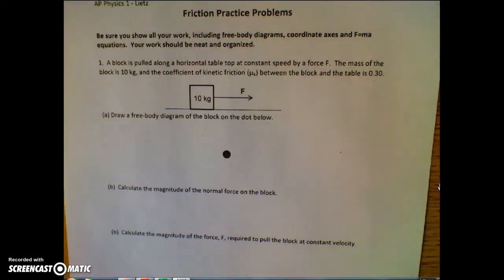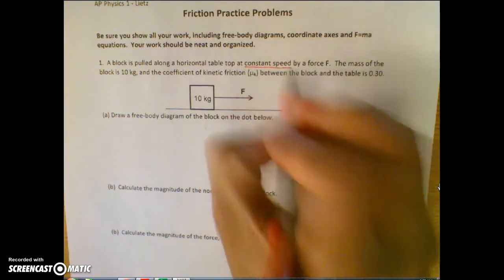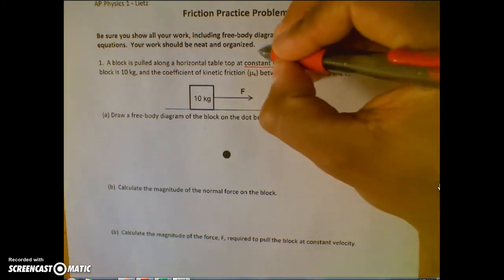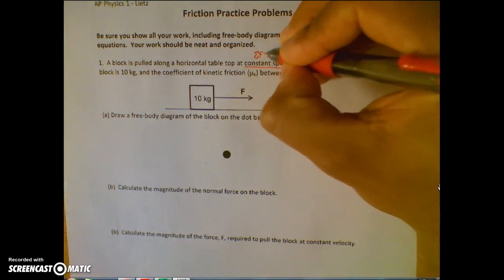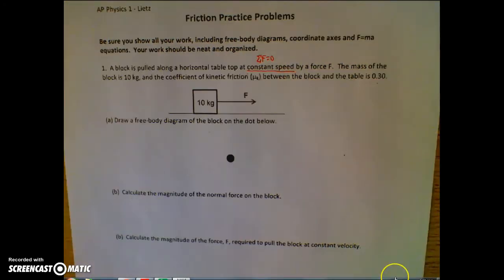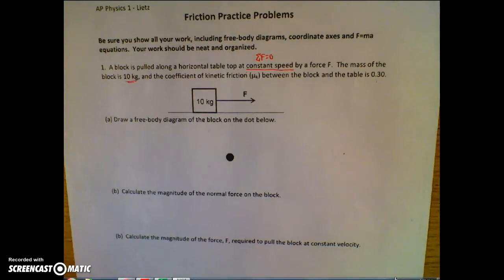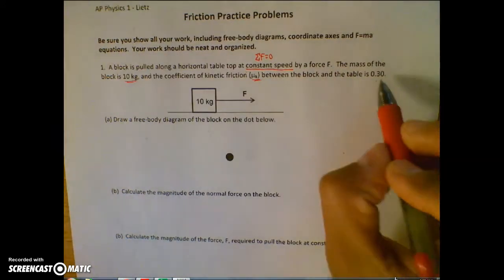Okay, so there's some important information in this problem. First of all, the word constant speed is very important because that implies that the net force on our object is equal to 0. Remember, if we're accelerating, then we would have a net force. But if we're not accelerating, if we have a constant speed, then our net force is 0. And additional information we have about this problem: the mass of the block that is being pulled is 10 kilograms. Coefficient of friction is 0.3.